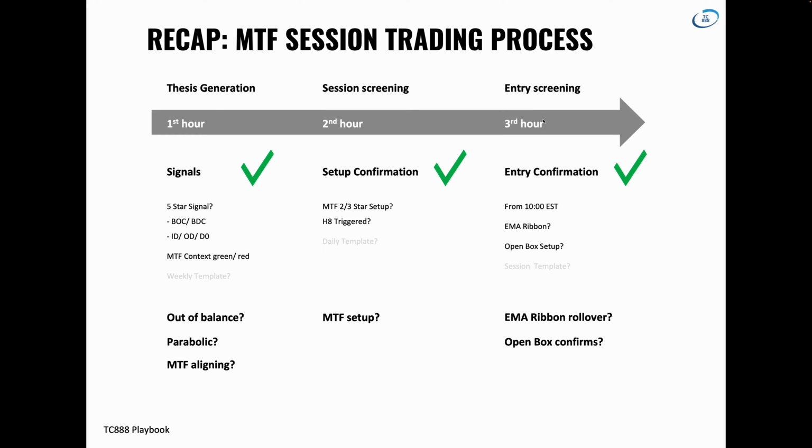What am I doing? I develop my thesis in the first hour. I never take trades in the first hour. What are the signals I'm looking for? The 5-star signals. Breakout close, breakdown close. Inside day, outside day, day 0. Do I have a multi-time frame context, green or red? Here we are looking exactly for the signals we just discussed.